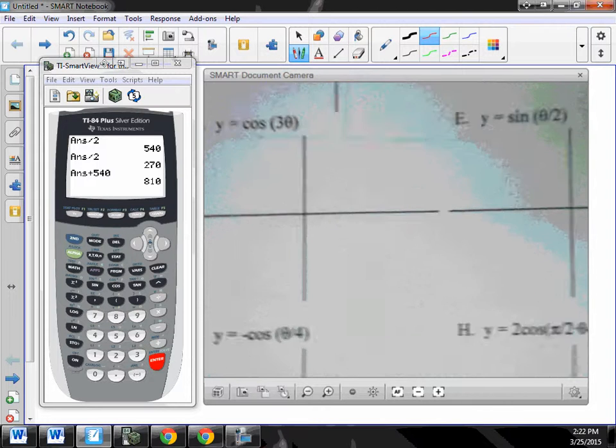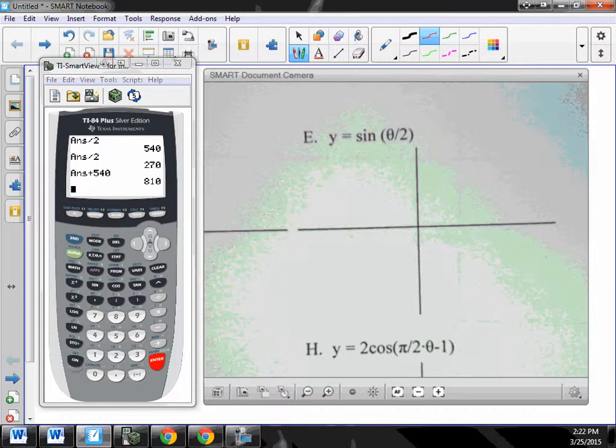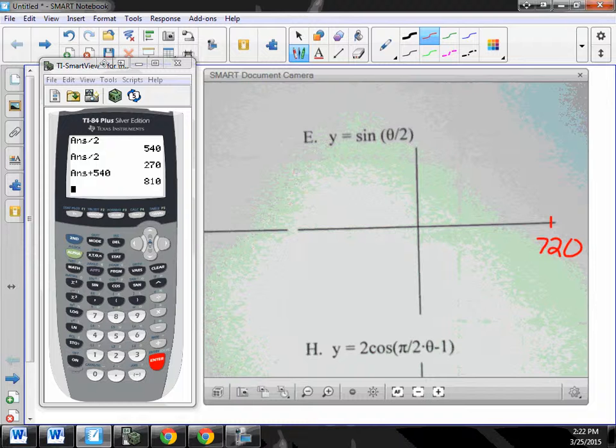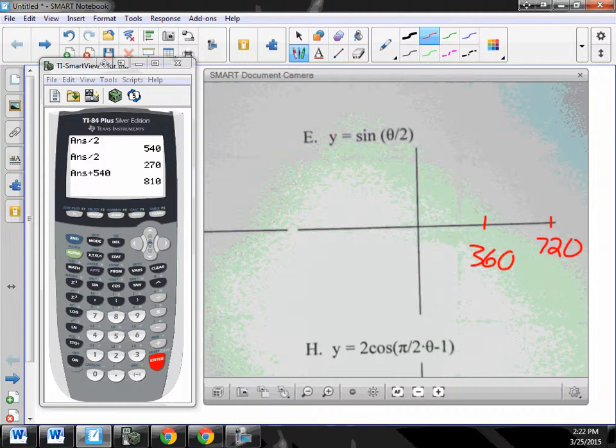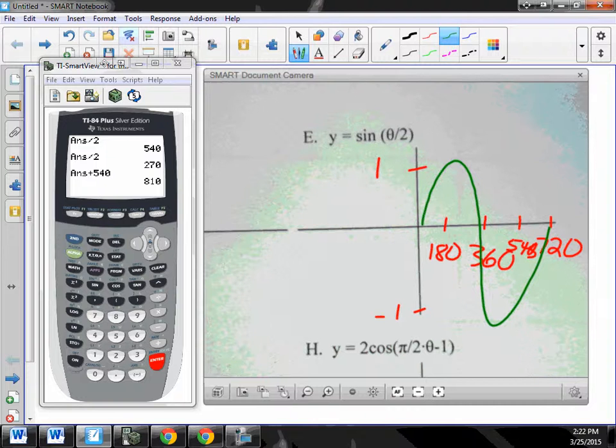Okay. What about letter E? I am now going twice as slow as I normally do, which will do what to my period? It's going to double the length of the period. So 720, the halfway mark will be 360. This one's 180. And 360 and 180 add to be 540. Still bounded by 1 and -1. Regular sine graph. Everybody get that?